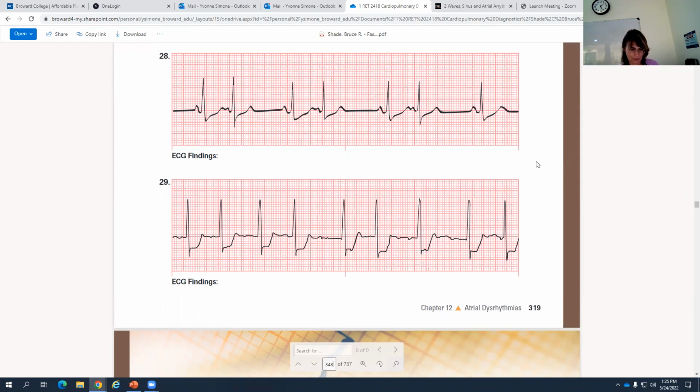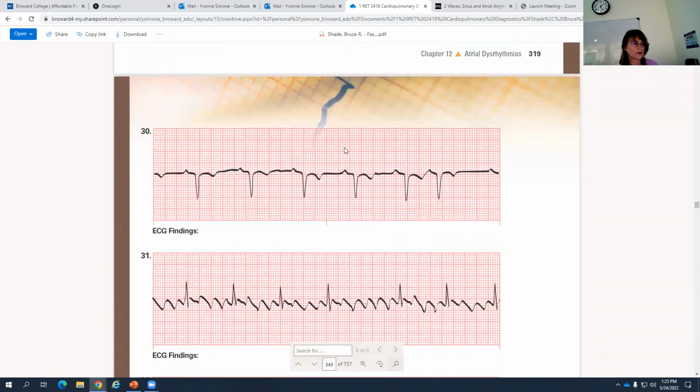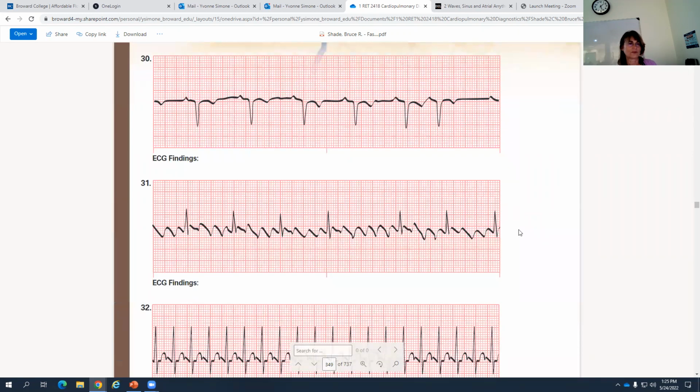Okay, and number 31. What about this one? Does that look like a sawtooth pattern or serrated edge? Lots of P waves. Atrial flutter, very good. So that serrated edge look, lots of P waves causing the serrated edge look. We're looking at atrial flutter. Okay, 3 more.